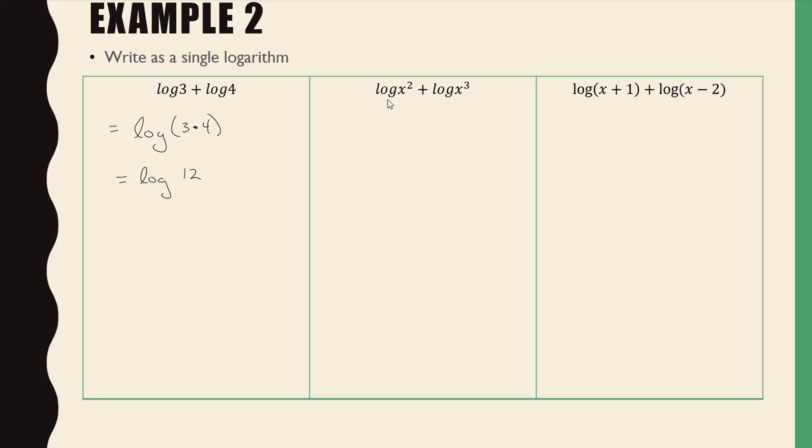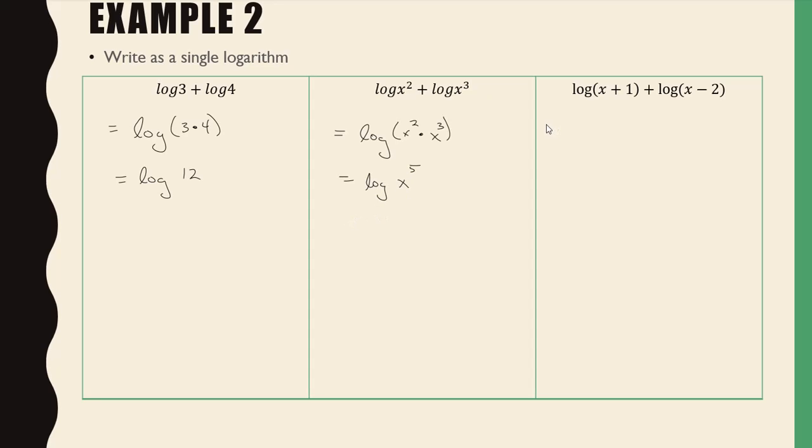So same thing here, same base for both of them. So we can use our product law, and so we can turn this into one logarithm. So it's going to become x squared times x cubed. And because we have the same base, multiplication, we can actually add those exponents, so it becomes x to the power of 5.